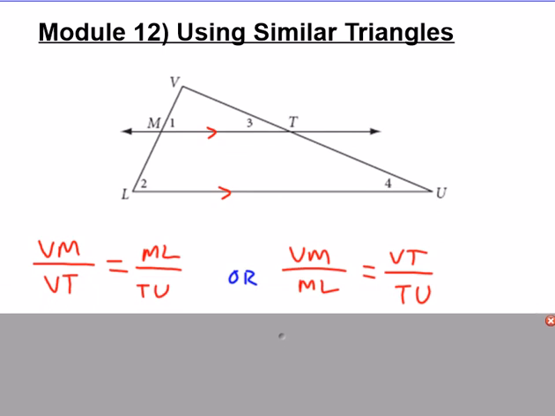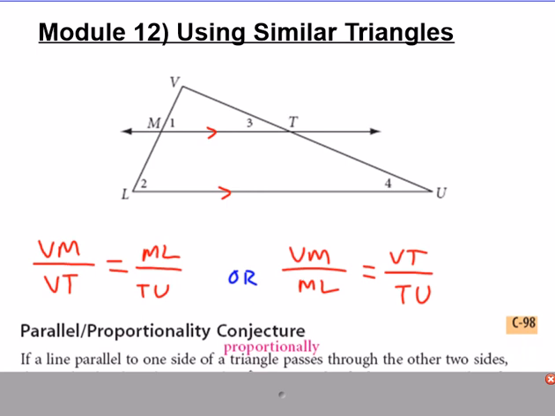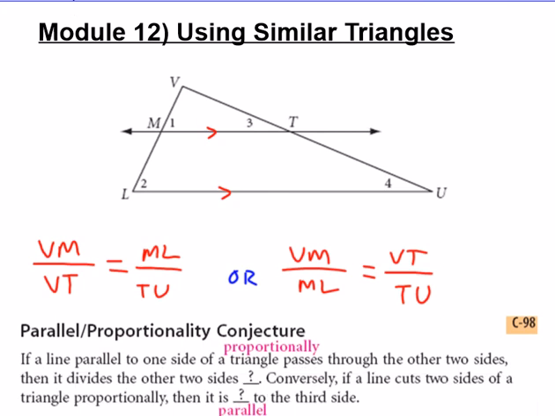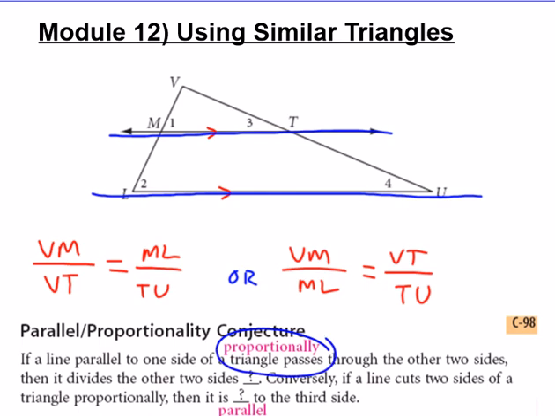So the first property we learned says that if you have in a triangle a line passing through that is parallel to one of the sides, and this line MT is passing through triangle VLU, and MT is parallel to side LU. These two, it's marked on the diagram, but just so that you can see it, those two lines are parallel. Well, what that's saying is that that parallel line breaks up the sides that it touches proportionally. It breaks it up proportionally.